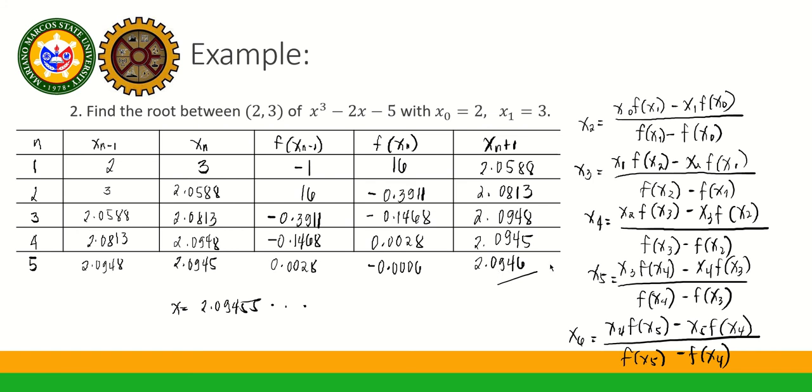Okay, so we stop there kasi kahit anong value ng x yung ilagay mo in shift solve, you will still arrive with the same answer like this. So those were the roots between 2 and 3 of the equation x cubed minus 2x minus 5. So that ends my discussion in method of false position.